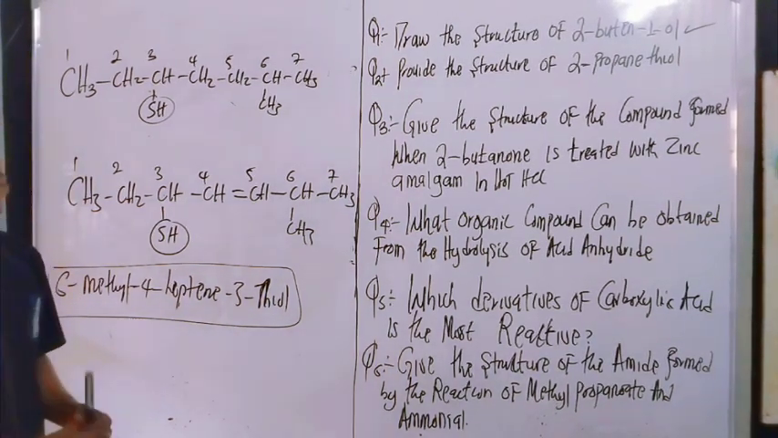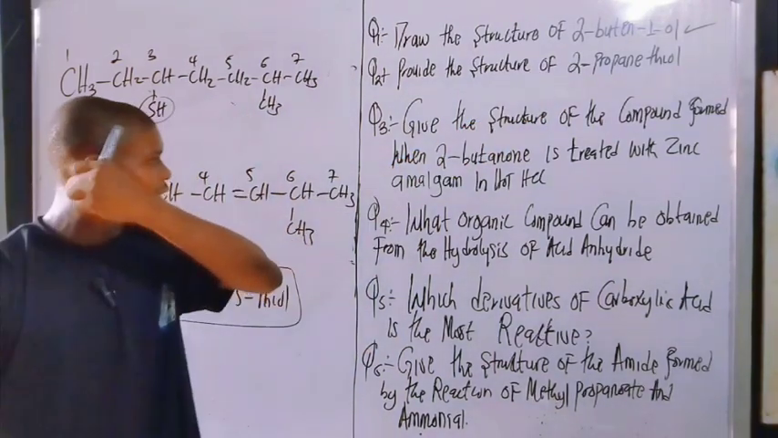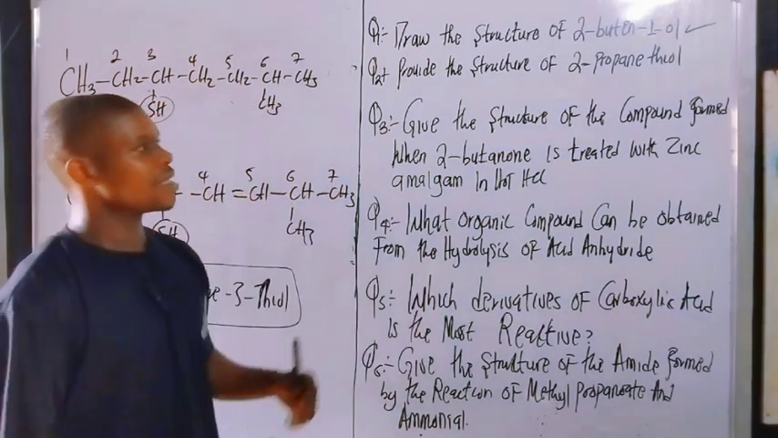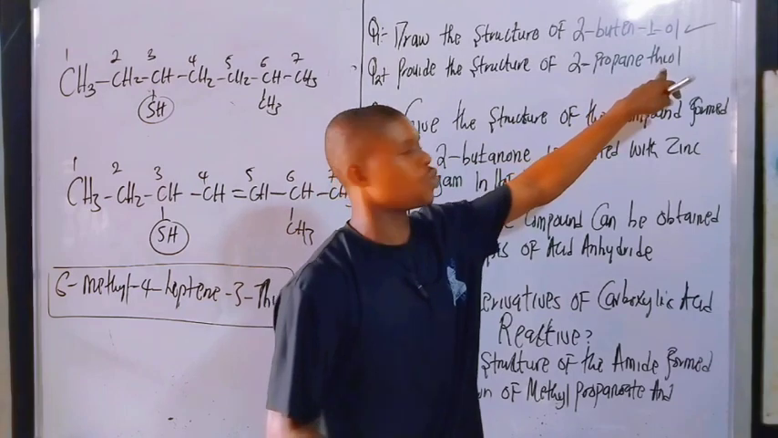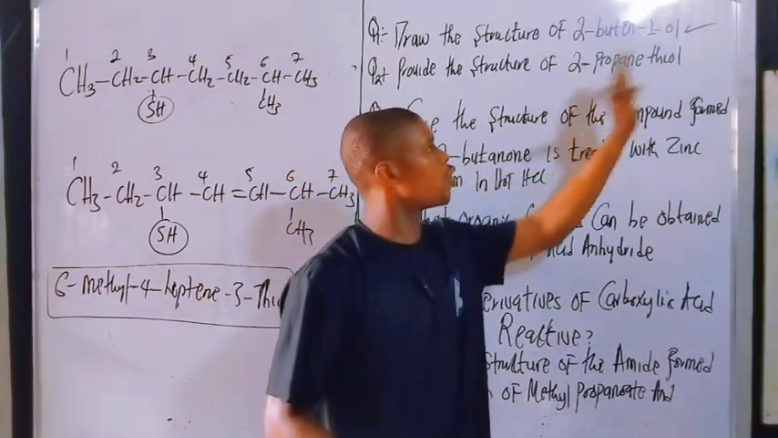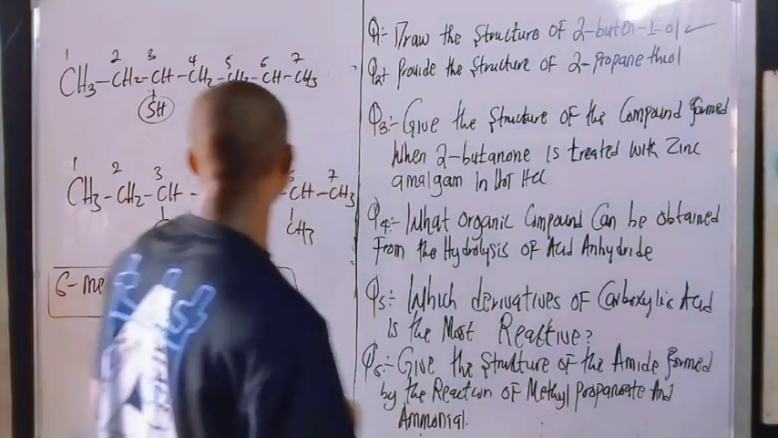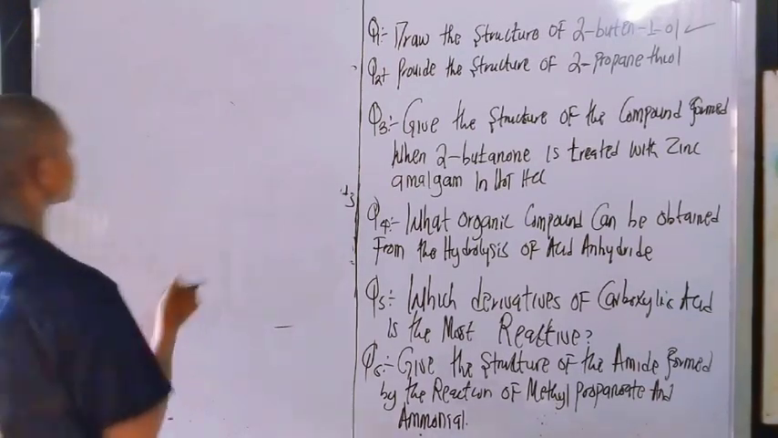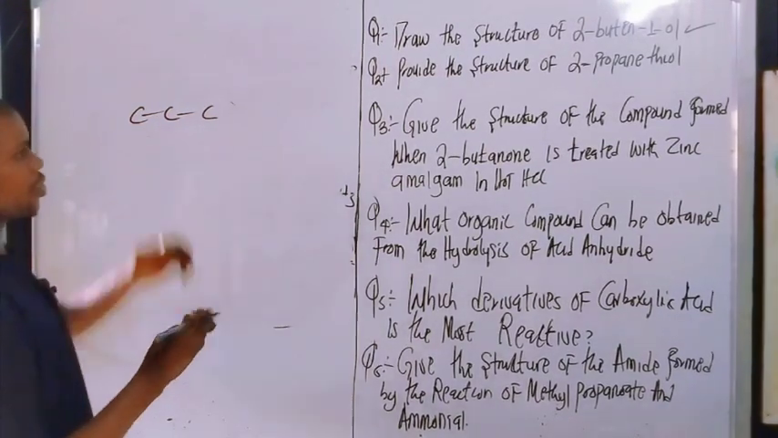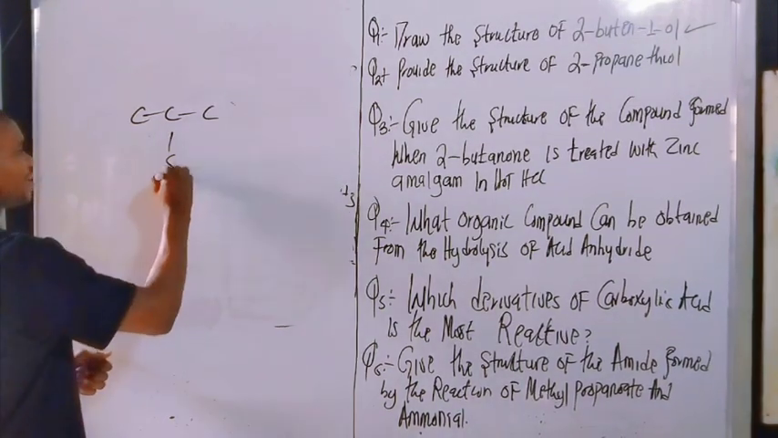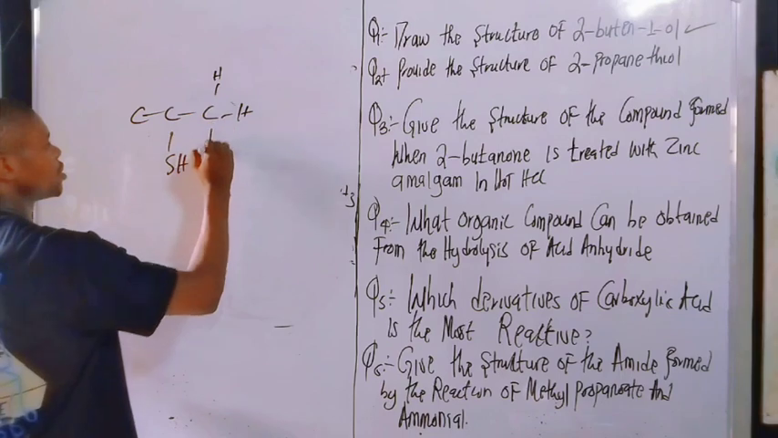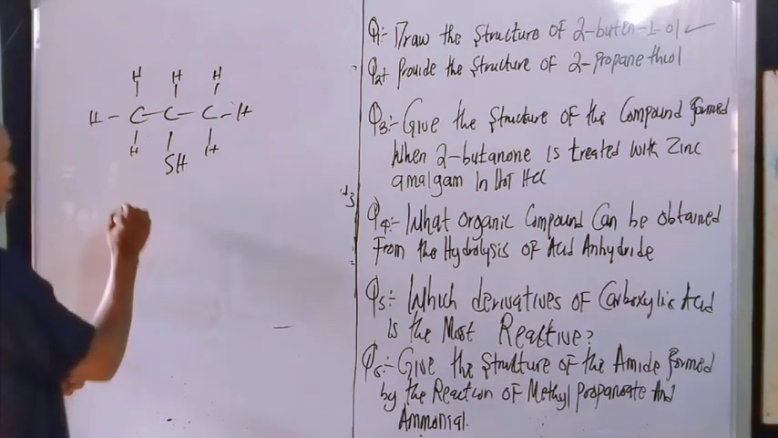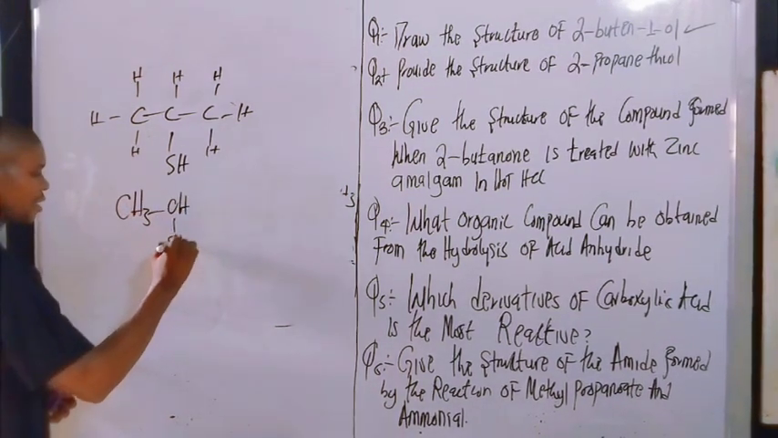Do you understand? So now go ahead and try some for me. What is the name of this one? Because he said you should draw 2-propanethiol. The thiol is on carbon number 2, so you can write propane-2-thiol or 2-propanethiol. What is the structure? Propane means 3 carbon atoms, 1, 2, 3. The thiol is on carbon number 2, SH. So it's going to be CH3, CH(SH), CH3, with hydrogens filling the rest.